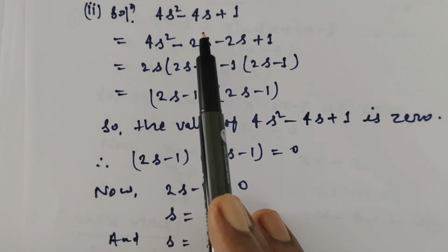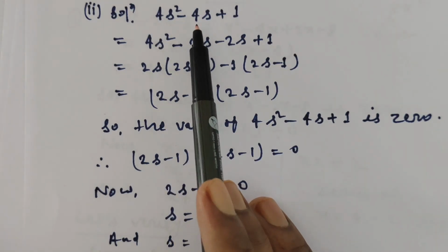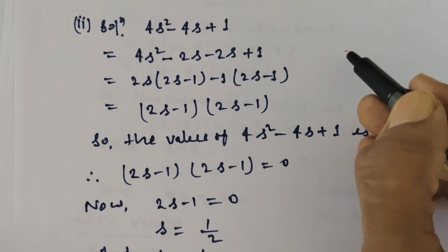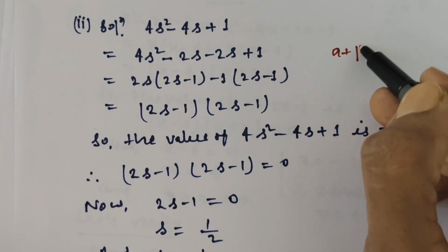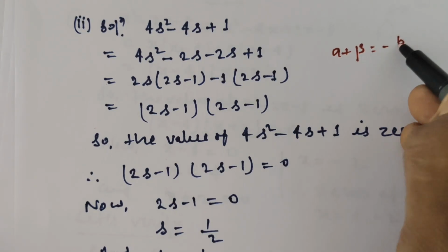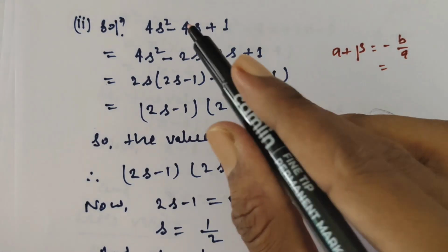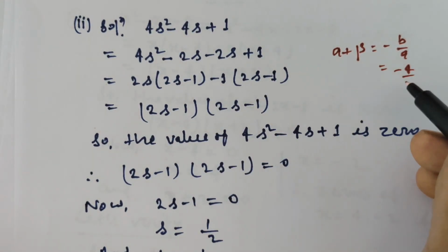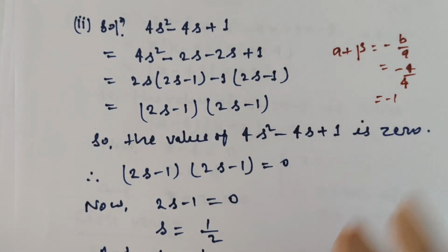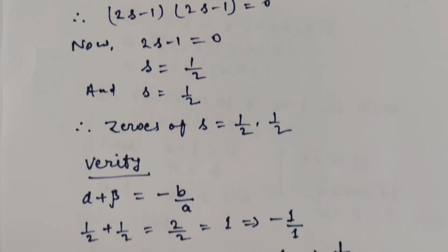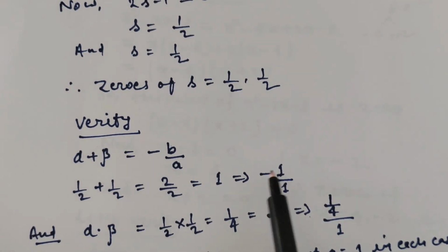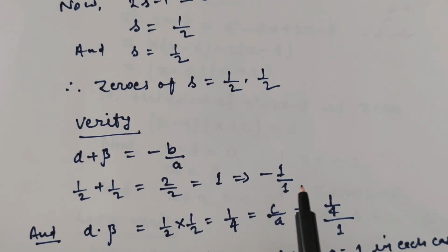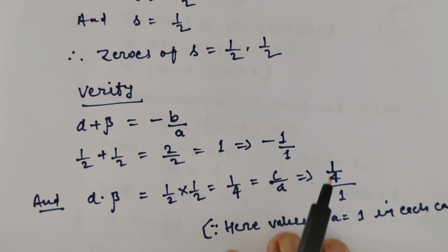If you try to get a and b, what is the formula? The sum of zeros, alpha plus beta, equals minus b by a. Put the value of b as minus 4 and the value of a as 4, and here it comes to minus 1. So I got minus 1 in this case. You can see minus 1 by 1, because 1 shows the coefficient of a and minus 1 shows the coefficient of b. So this is the valid answer.